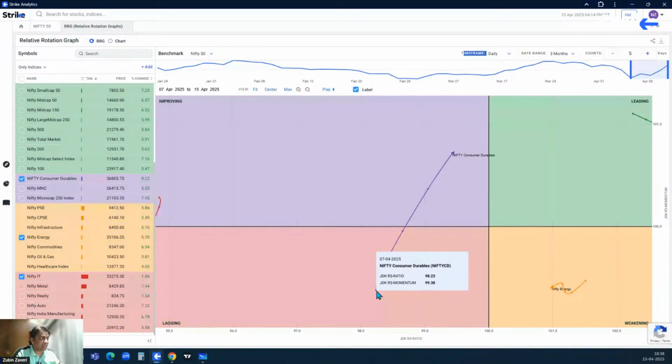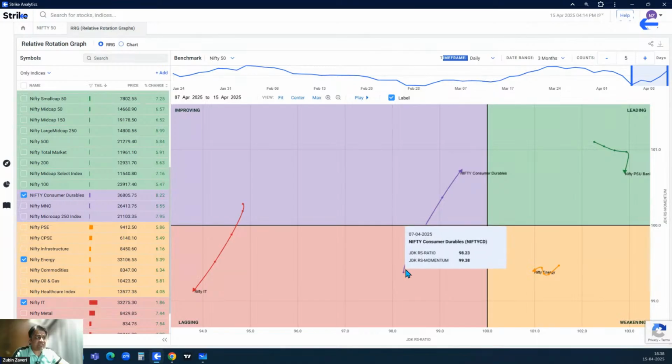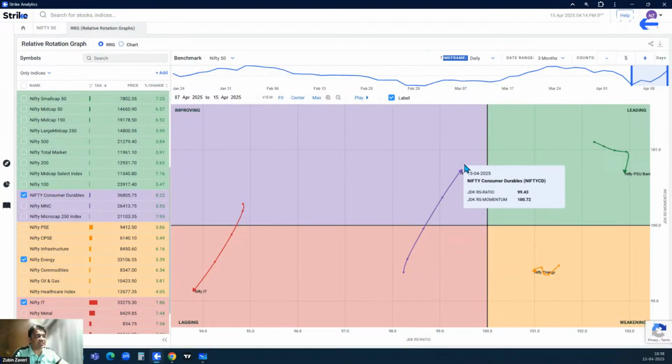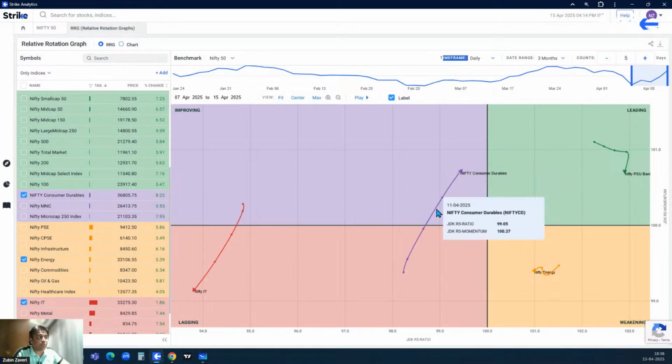5 days ago, that is on 7th of April, you can see that the momentum was 99.38. Can you see it in the box? Or should I just increase the width? Just let me know if you can see it clearly. What is the JDK RS momentum? It is 99.38. What has happened after that? The momentum increased slightly, 99.56 on the next day. Then on the next day it increased more, 99.96. Then it became 100.37, and today the momentum is 100.72.